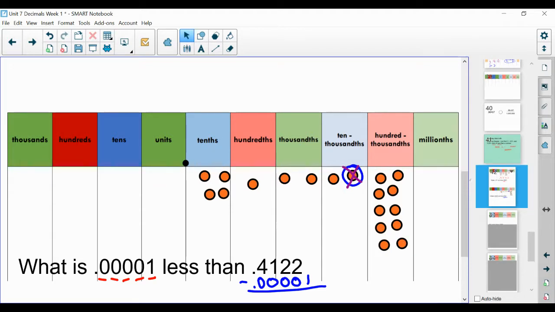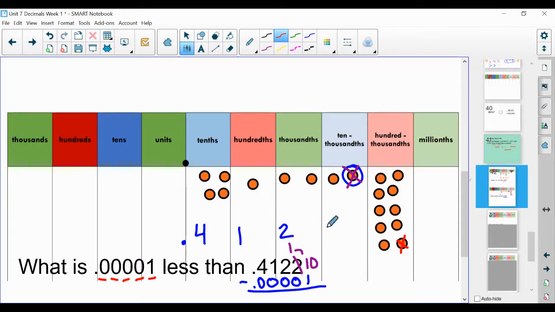And these 10 didn't just come from nowhere. What we did is we came over to this 2 in our 10,000ths spot, we took one of these away, and we regrouped that into 10 hundred thousandths. Now we can do our subtraction. We're going to take away one of those, so I'm going to cancel out one of these as well. And our new value would be 4, 1, 2, 1, and lastly in the 100,000ths place is 9. So now we have 41,219 hundred thousandths.